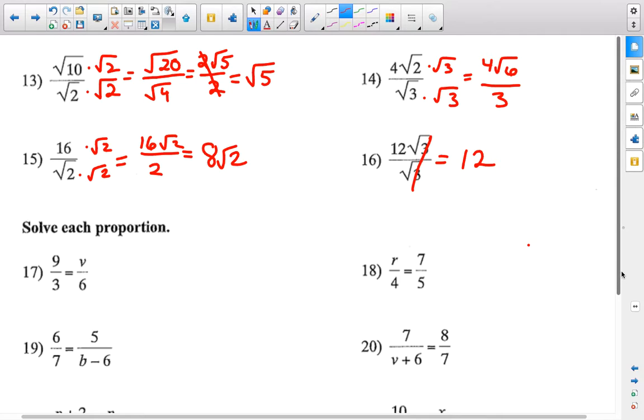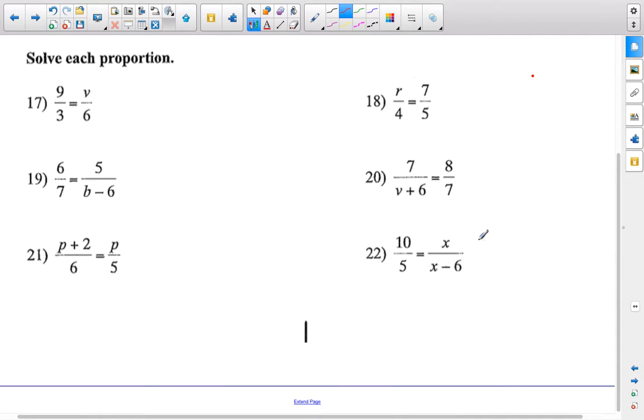Now, a little review of solving our proportions. Remember what that was about. Solving proportions, remember how we did it? Cross multiply. 3 times v looks like this, and 9 times 6. So 3 times v equals 54.